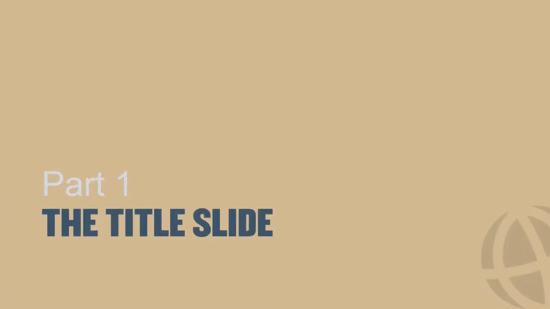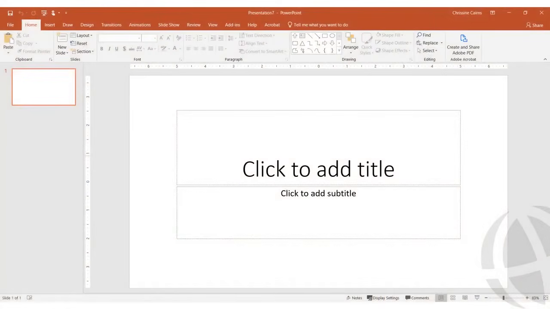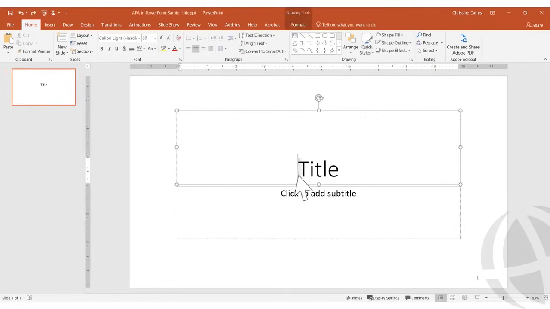Let's begin with the title slide. Since APA-style student papers begin with a title page, we can adapt the title page guidelines to a title slide. Click on the placeholder text to type on the slide, and since the title goes in bold font, we'll do that here too. Select the text and click bold on the text toolbar.